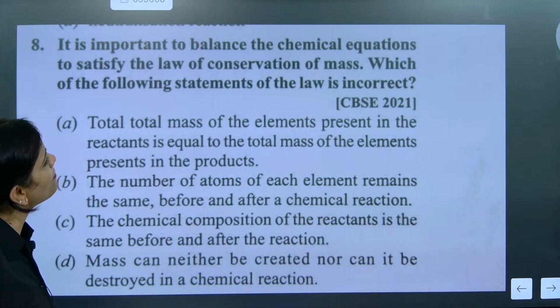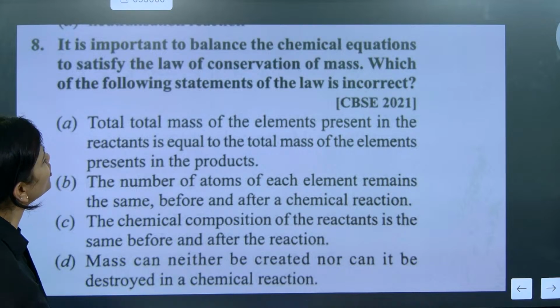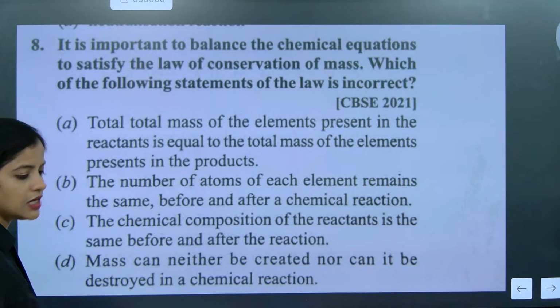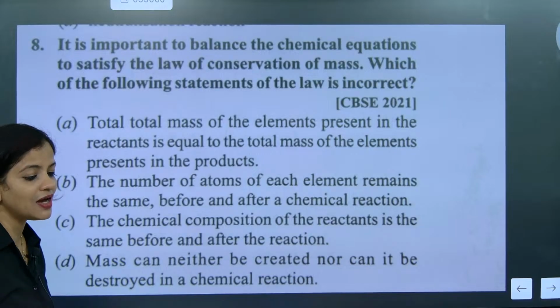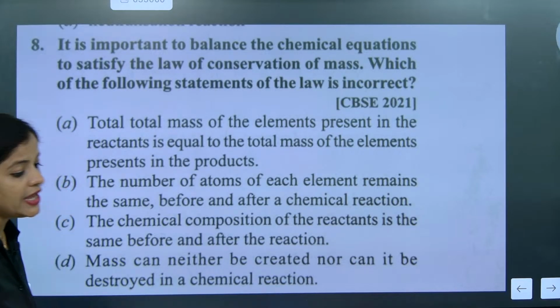It is important to balance the chemical equation to satisfy the law of conservation of mass. Which of the following statements of the law is incorrect? So here you need not give the correct answer. Here you have to search for the incorrect answer. Okay, incorrect, wrong, not right.